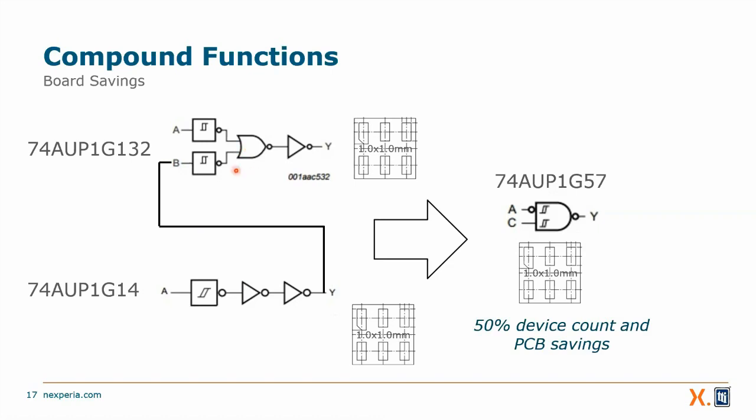So in this case, a 1G57 would give me considerable board space savings because it would take what used to be the 1G14 and the 1G32, 2 physical packages, which would have taken 2 6-pin packages. It now combines them into a single AUP 1G57, which, guess what? It's just a single 6-pin package. So you can do the math here pretty quickly. I've taken 2 packages and 12 pins, and compressed it down to 1 package and 6 pins. That is real part number savings and real board space savings in one place.